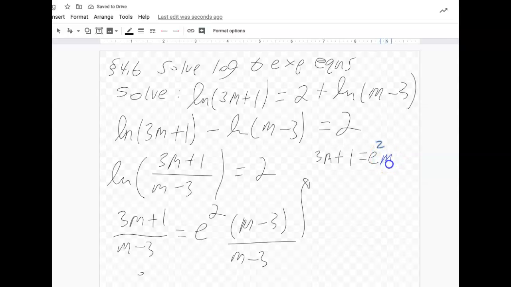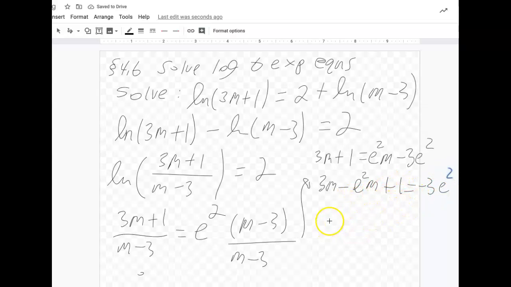m minus 3e squared. And remember, we're solving for m, so we'll subtract e squared m to both sides. So I'll get 3m minus e squared m plus 1 equals negative 3e squared.